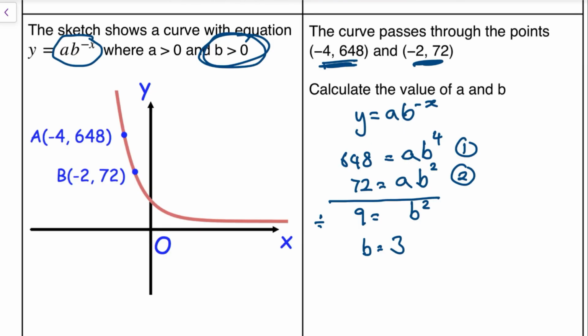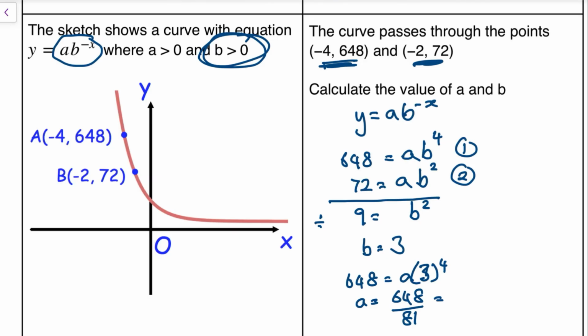Okay, now I know what b is. I can either use equation 1 or equation 2 to work out a. So let's use equation 1. So 648 is equal to a that I don't know times b that I now do know, which is 3 to the power of 4, which means that a equals 648 divided by 81.